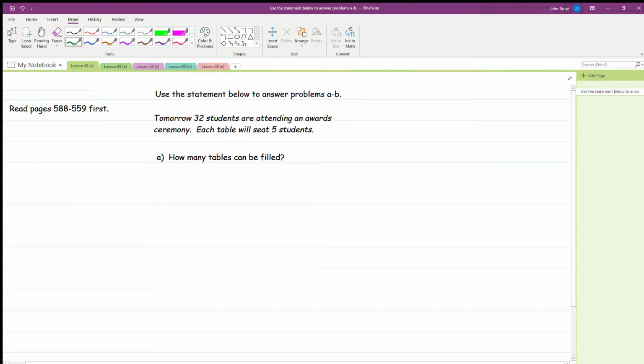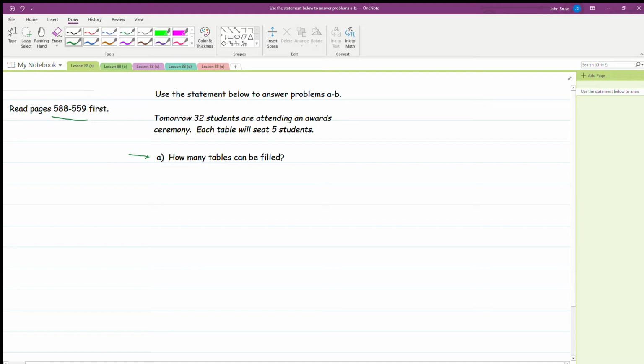Right, so we're going to work on lesson 88 today. Before we start, I want to make sure that you have read page 558 and 559. And you want to try and work through this with me on paper so you have examples when you're working on your written practice. We're going to start on page 559 with problem A.